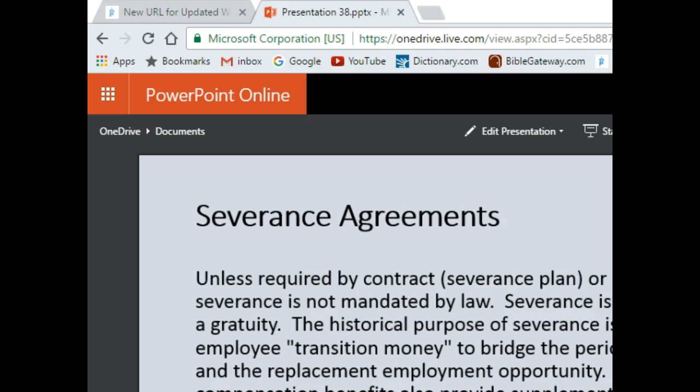Severance is considered a gratuity. The historical purpose of severance is to allow a terminated employee transition money, if you will, to bridge the period between the job loss and the replacement employment opportunity. State unemployment compensation benefits also provide supplemental income for such a transition period between employment. Employers will often treat the severance as contract consideration to bind the employee's promise in return for the release of claims, waiver of rights, and other conditions.